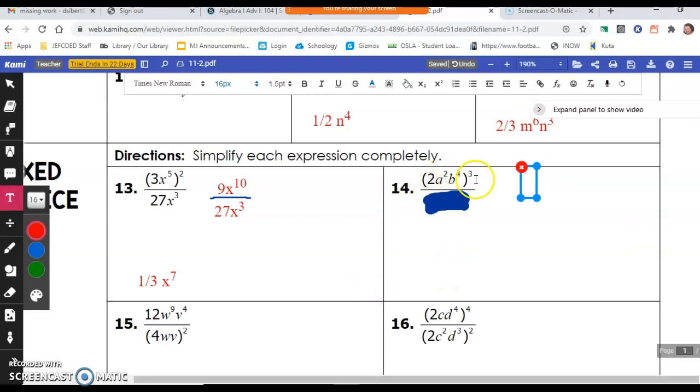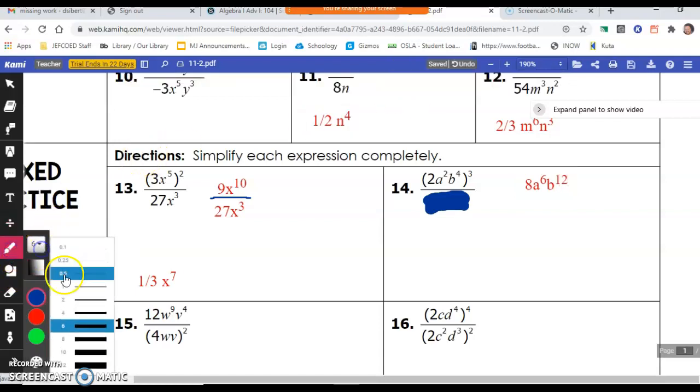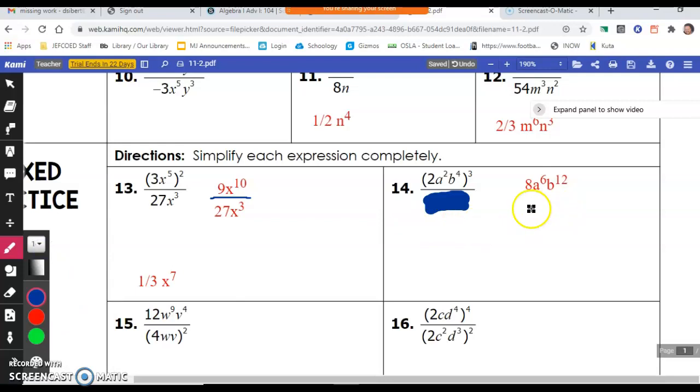All right, what is 2 to the power of 3? 2 times 2 is 4, times 2 again is 8. Then we're going to have a to the 6th. Good. And we'll have b to the 12th. Good. All right, back to my line tool. Call my line under there. That lets me reduce or simplify it.